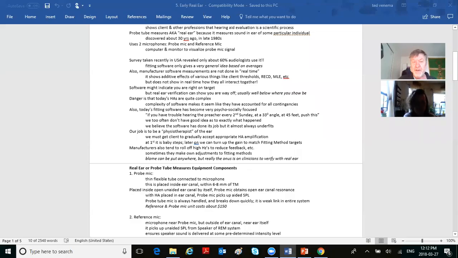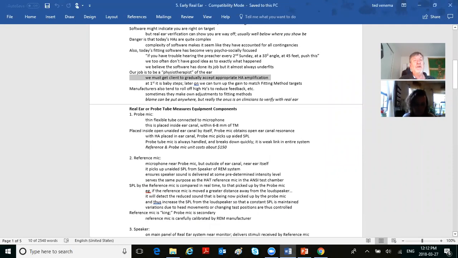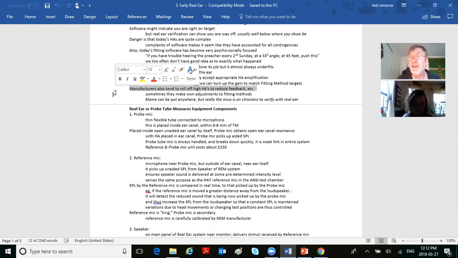So this is the thing about people that don't do real ear that blows my mind. So here's your pieces and parts. Well, you should also realize this too. Manufacturers tend to roll off the high frequencies with their proprietary fitting methods, because manufacturers also have proprietary fitting methods other than NAL and DSL and all the rest of them. They have their own fitting methods, and their own fitting methods tend to really roll off the high frequencies.